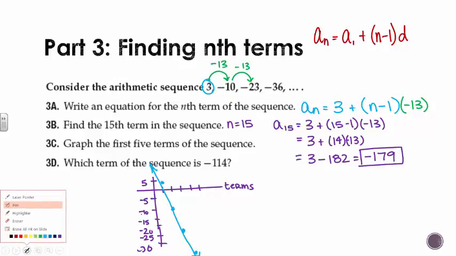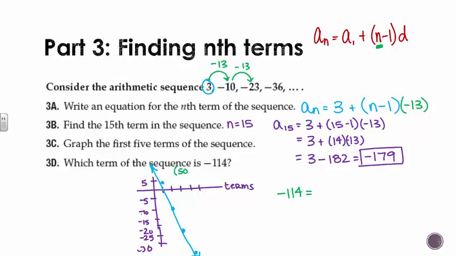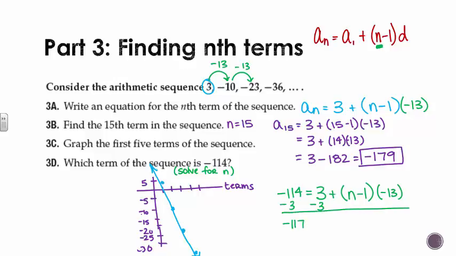So now the last problem says, which term in the sequence is negative 114? So we're going backwards now. I'm telling you that I want this to equal negative 114. You need to tell me what term this is. So we're looking for n. Solve for n. So we're going to use the formula. Our first term is still 3. We don't know the n, but we know our common difference is negative 13. And then we got to do some algebra. So I'm going to subtract 3 from both sides. Negative 117 equals this stuff.